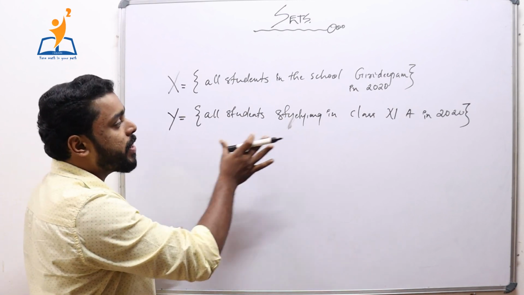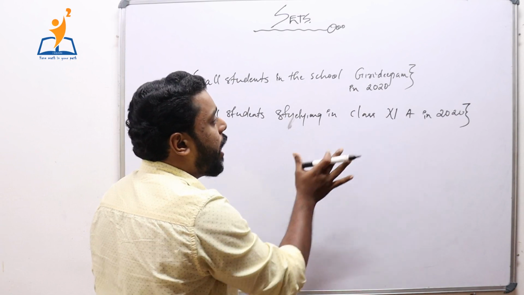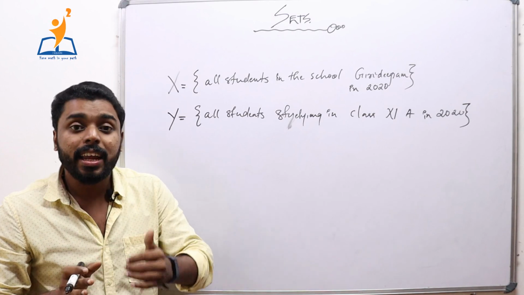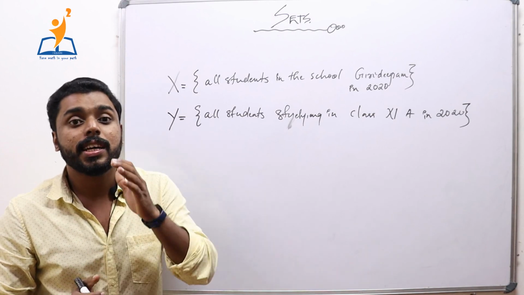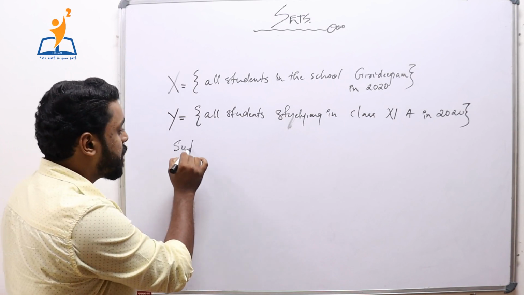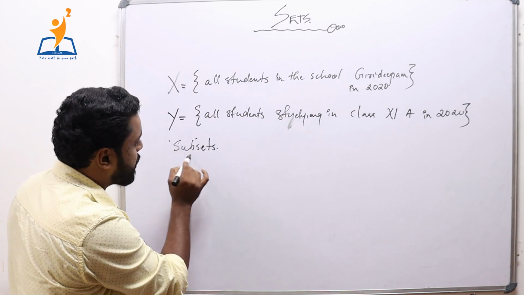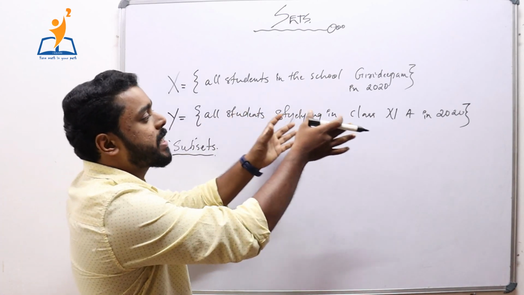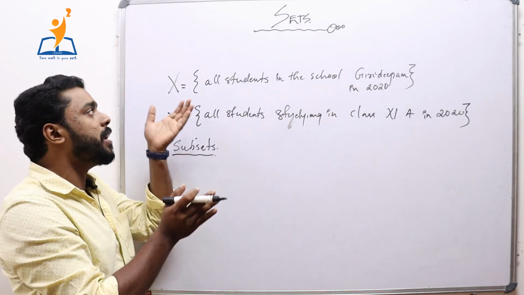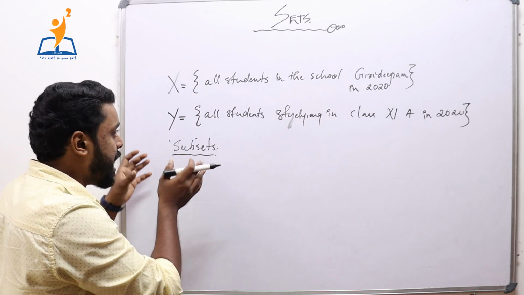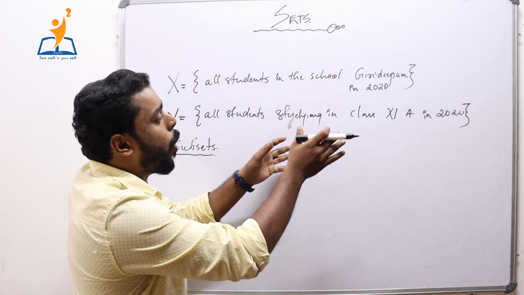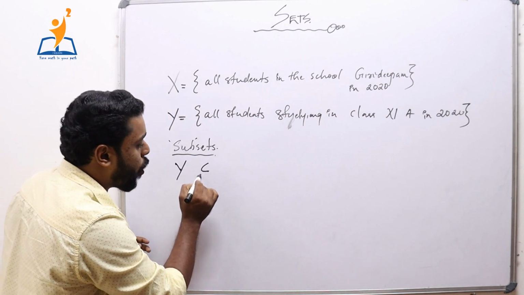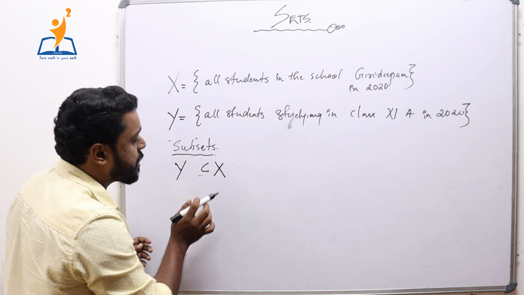We know that, first of all, we said that all elements of Y or all members of the set Y are also in the set X. Then we call such sets subsets. See, what is the name? Subsets, which means that whenever an element belongs to the set Y, the same element must be in the set X also, which means that when all the elements in the set Y are also in the set X, then we call it Y is a subset of X.